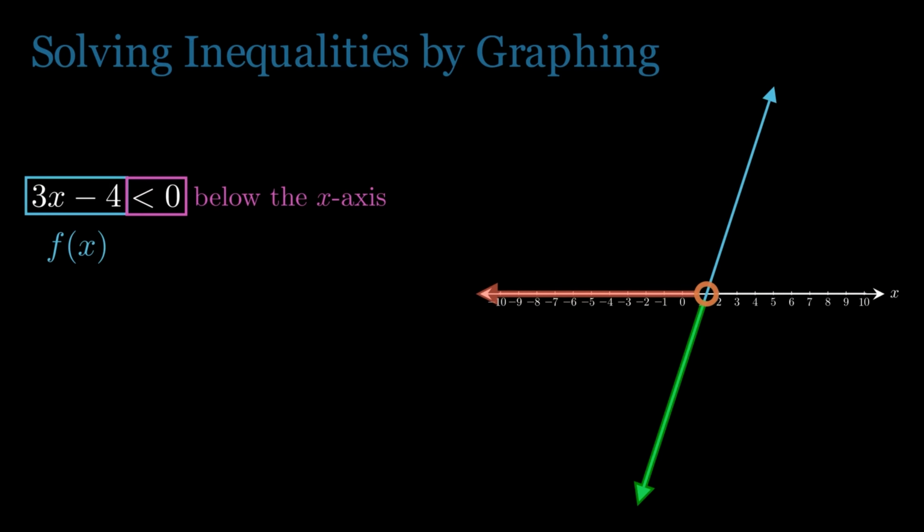Less than 0, which will mean below the x-axis and its corresponding x interval. And finally, less than or equal to 0, which means on or below the x-axis and its corresponding x interval. Note that in our example, after isolating 0 on one side of the inequality, the other side was just a linear type of expression. So we were looking at the graph of a linear function. That means a line. We call such type of inequality a linear inequality.